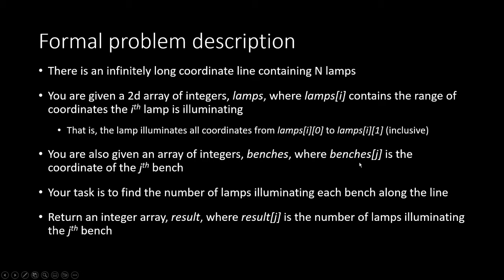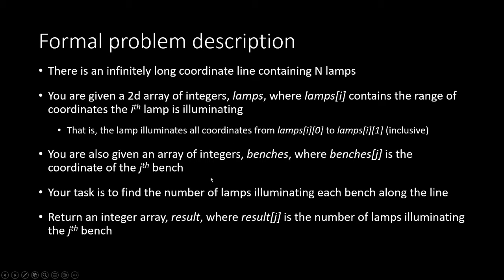Basically, it tells you what coordinate each bench is on. So benches sub j is going to be the coordinate of the jth bench. And so our task is to find how many lamps are illuminating each of those benches along this line. So basically, we're going to be returning some integer array where each index is just the number of lamps illuminating that index's bench, more or less.